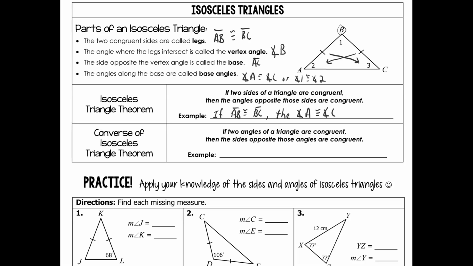And the converse. What a converse does, the word converse means it takes an if-then statement and switches the hypothesis and the conclusion. The hypothesis is just the stuff next to the word if, and the conclusion is just the stuff next to the word then. So the converse is saying if two angles of a triangle are congruent, then the sides opposite them are congruent. So in this case, it would be saying something like this: if angle A is congruent to angle C, then the side across from A, which is segment BC, is congruent to the side across from C, which is AB.